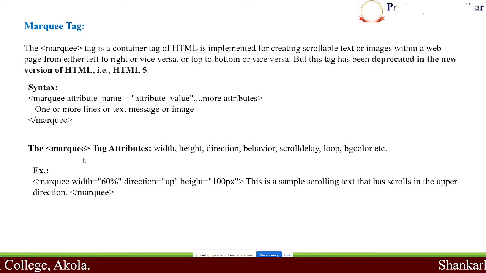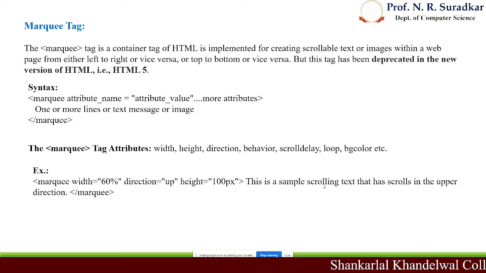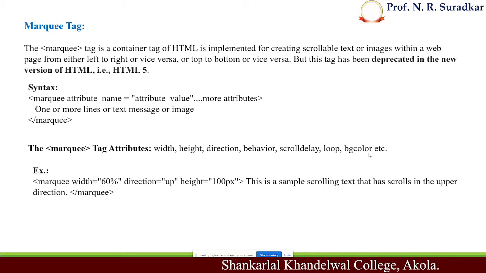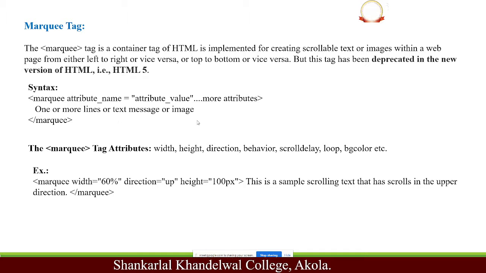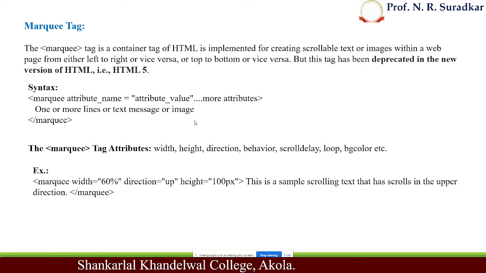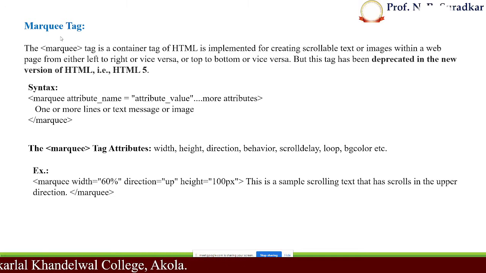Let's see some of the attribute names given here. The attributes are width, height, direction, behavior, scroll delay, loop, background color, and there are other attributes also available, but I didn't put them here. All these attributes are the effects which we are going to apply on this text or image, whichever we put onto the web page. All these effects are applied with the help of the marquee tag. And this is an example of the marquee tag.